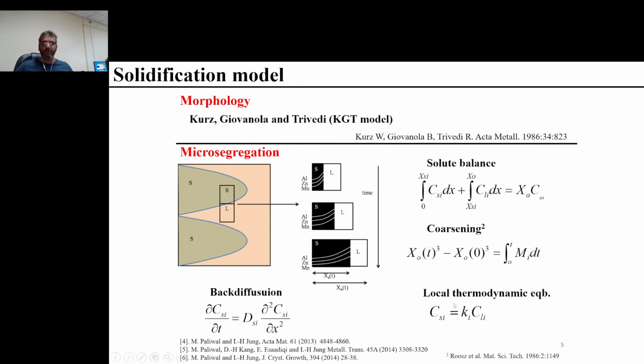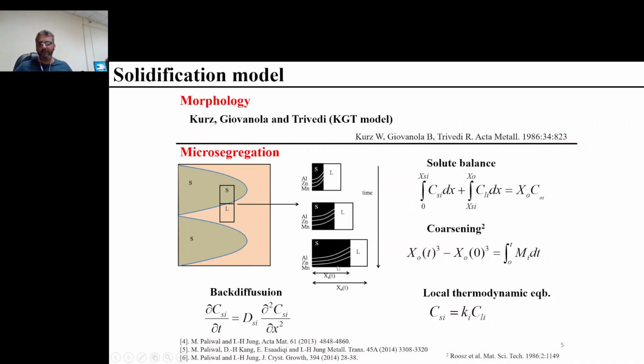To give you an idea of the solidification model, we are considering the coarsening of the secondary arm spacing, and we are considering the back diffusion of the solutes in the HCP phase or the primary phase, which is responsible for the growth of the solid phase here. Then we assume a local thermodynamic equilibrium condition, which is a valid assumption for the cooling rates that we are studying, and the solute balance, of course, and all these four equations are coupled to solve for the growth of the solid phase here.